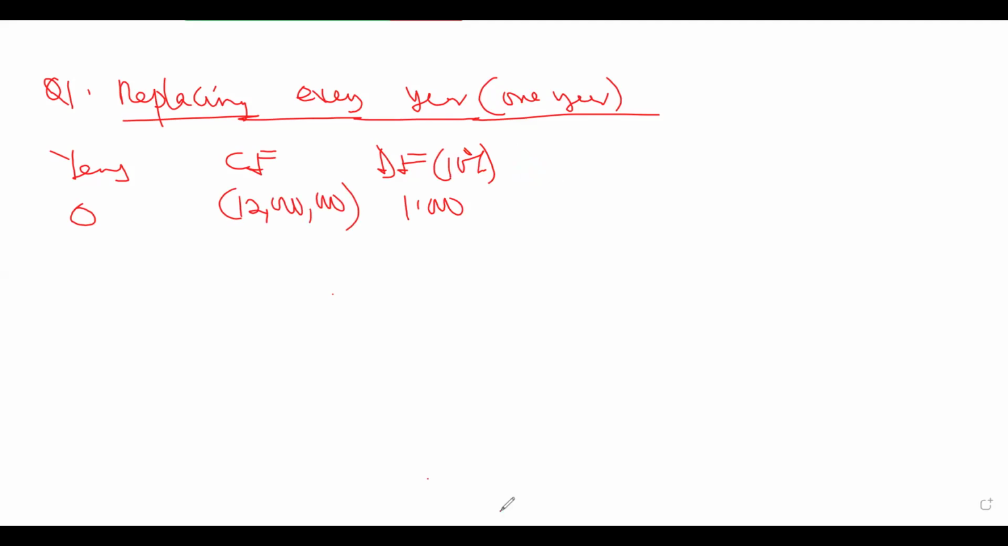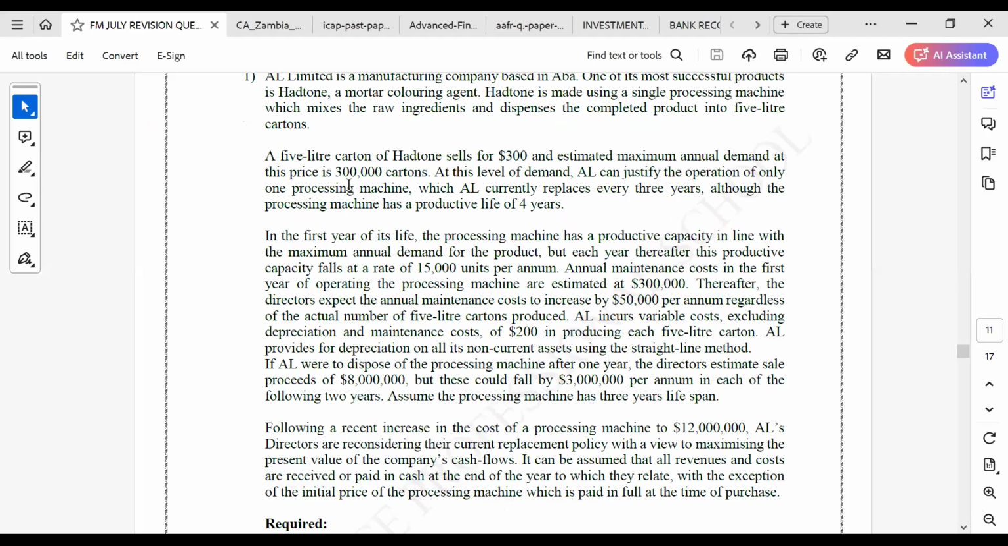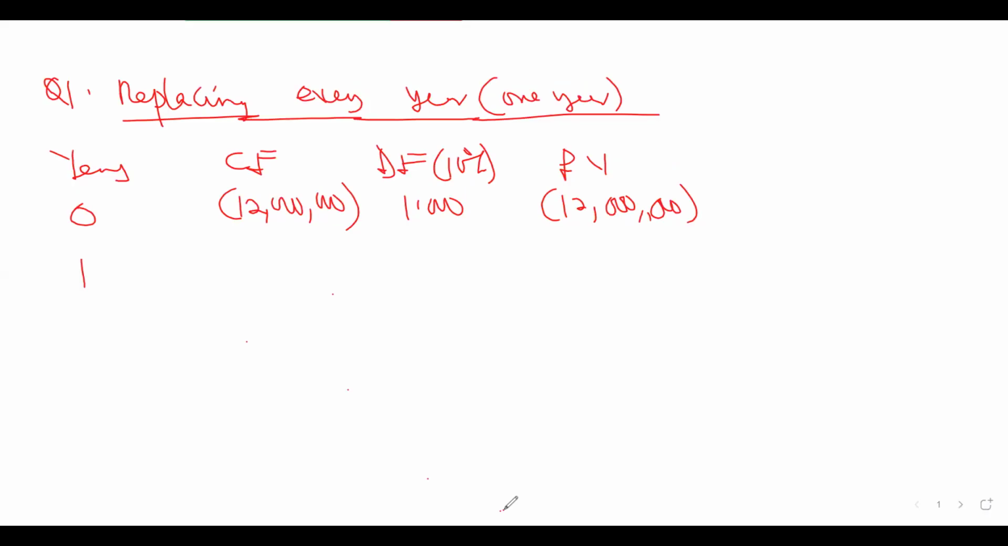Then multiplied by the still the cost of 12 million. In the first year, what is the cash flow that we are going to be receiving from the usage of the machine? Let's go and do workings for those cash flows.